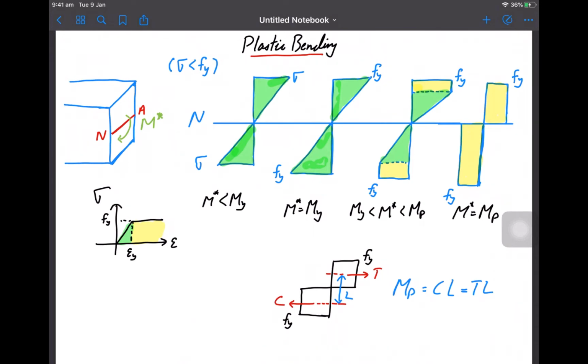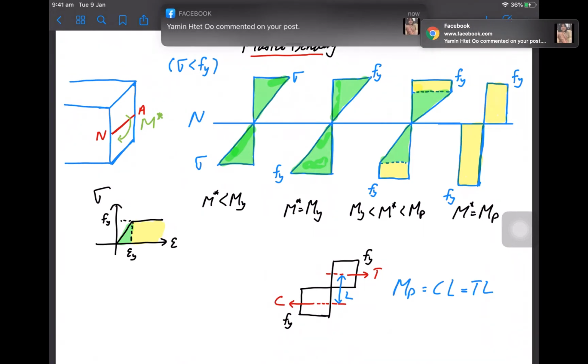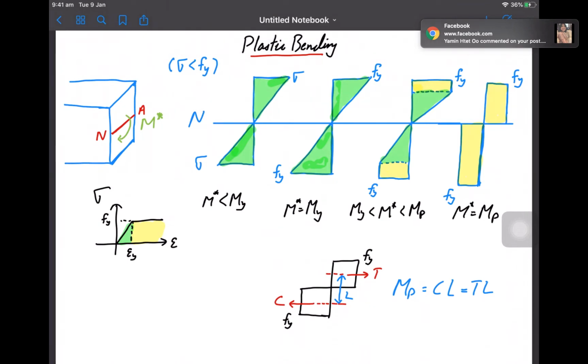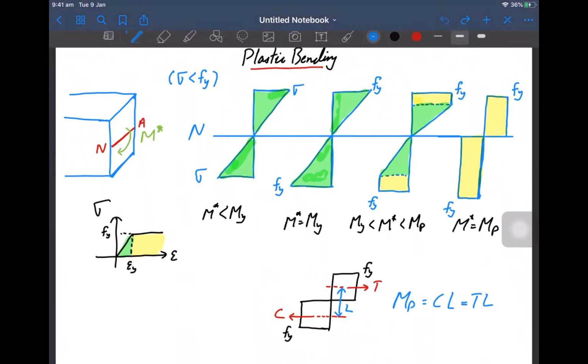So last week in the workshops I covered elastic bending and the elastic flexure formula, which is sigma equal M y on I. Remember that y is not the distance to the centroidal axis. It's the distance from the neutral or the centroidal axis for elastic bending to the edges of the cross-sectional solid.